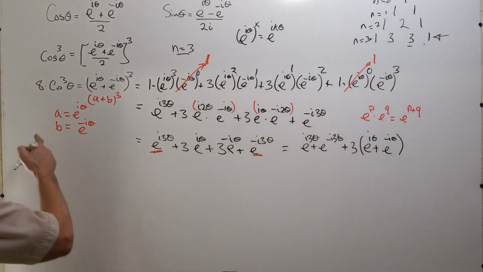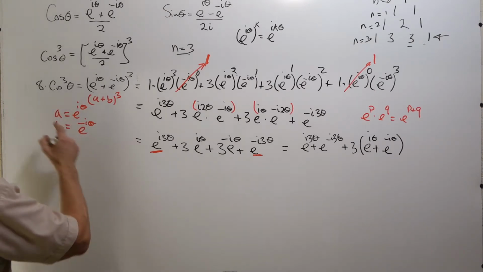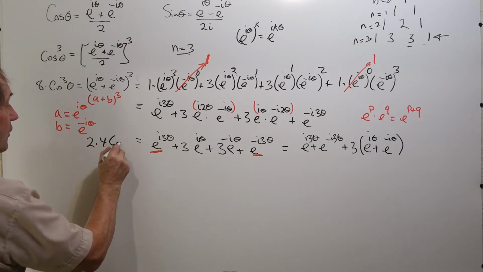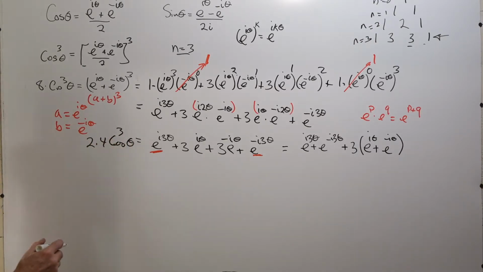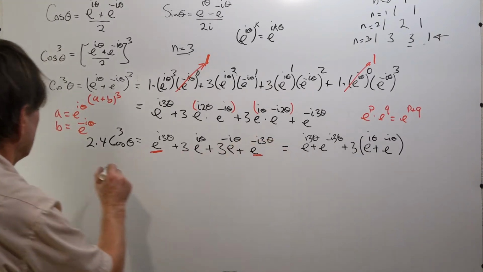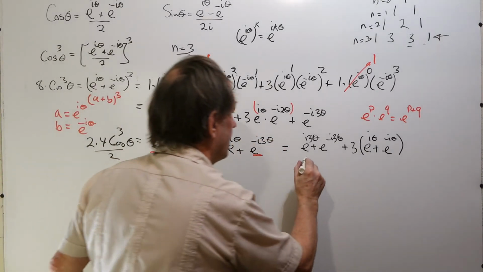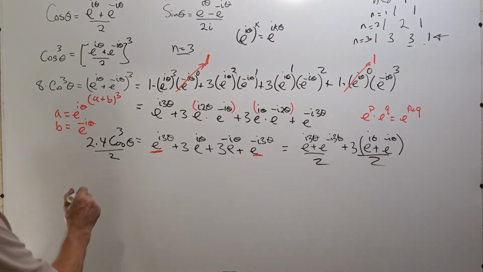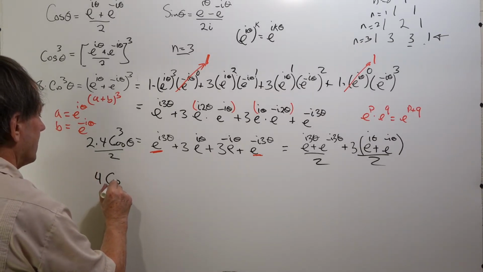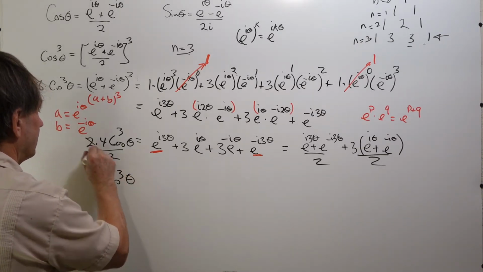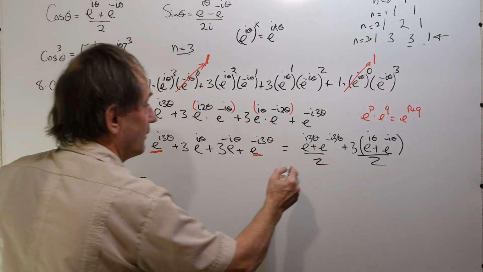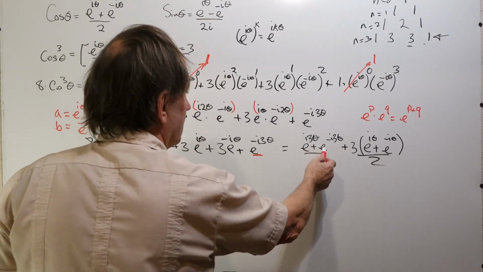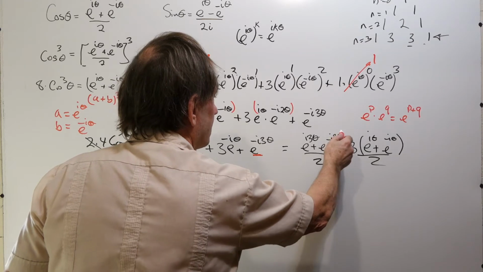Now, I'm going to write this. Remember, on the left side, this is 8 times the cosine cubed. I'm going to write it as 2 times 4 times the cosine cubed of theta, and bring the 2 down. I'm going to divide by 2 on each side. I have to divide each term by 2 on the right side. So we end up with 4 cosine cubed theta is equal to, we should recognize this, e to the i 3 theta plus e to the minus i 3 theta over 2.